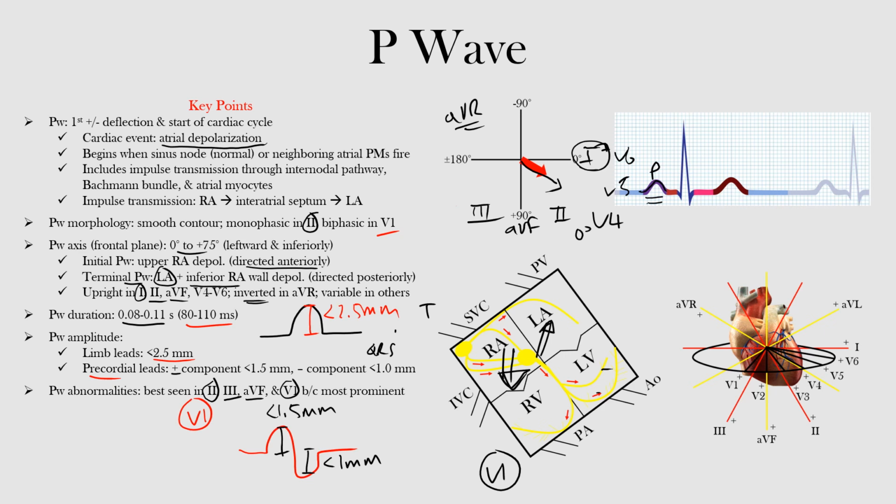All right, let's briefly review what we discussed before we end here. So again, the P wave represents atrial depolarization.